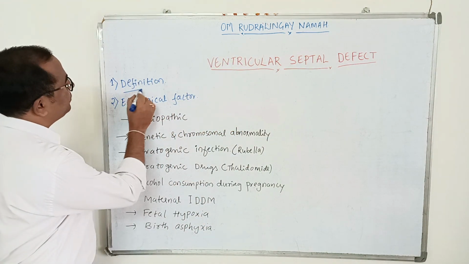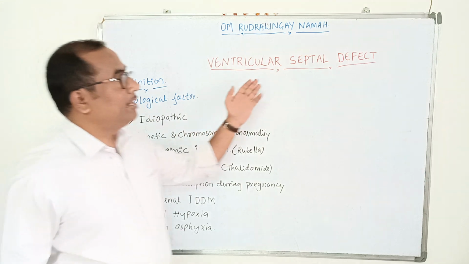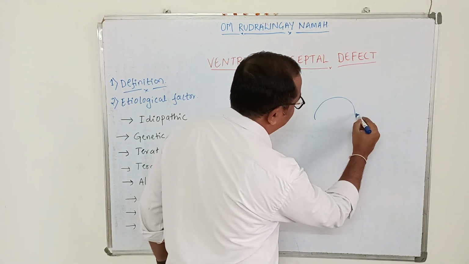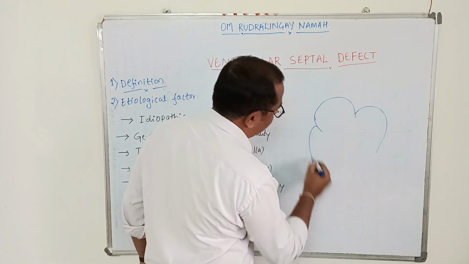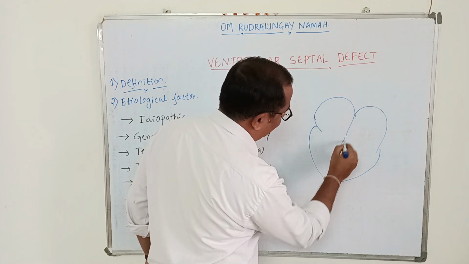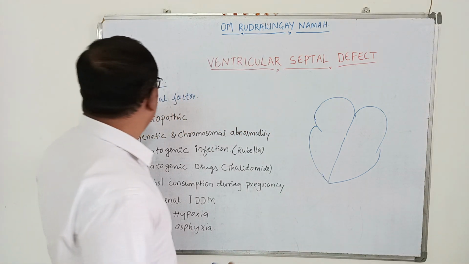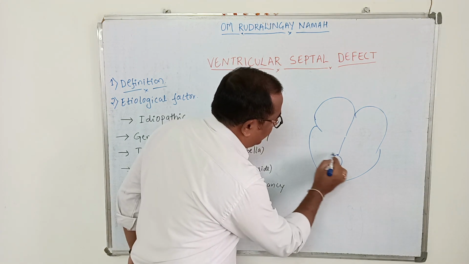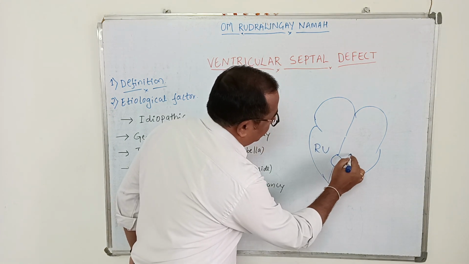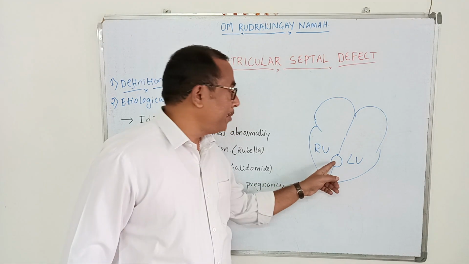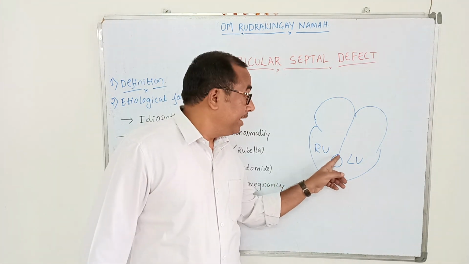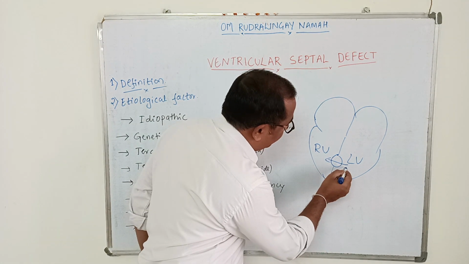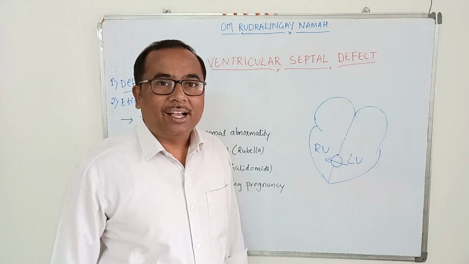First one is definition. Ventricular septal defect is a congenital heart disease, an abnormal communication between the right ventricle and left ventricle. There is a hole formation in the ventricular septum, and this will result in shunting of blood, that is moving of blood from the left ventricle to the right ventricle.